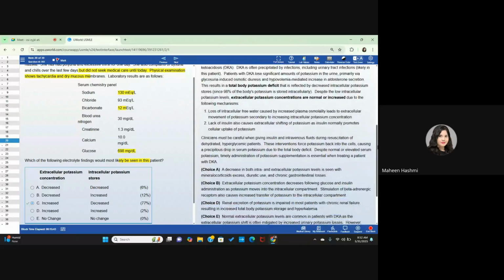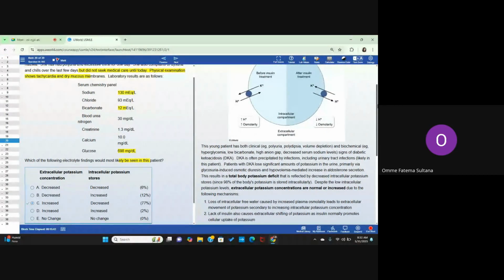Because, ma'am, the patient is 20 years old. Young patient, maybe type 1 diabetes. No. Because the patient had a high anion gap. You guys missed it.